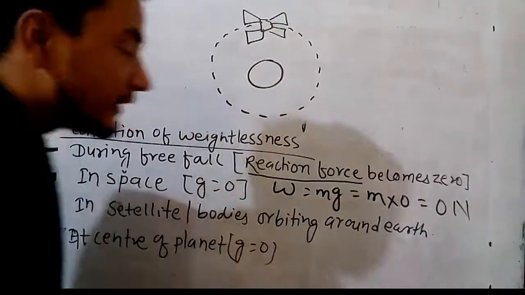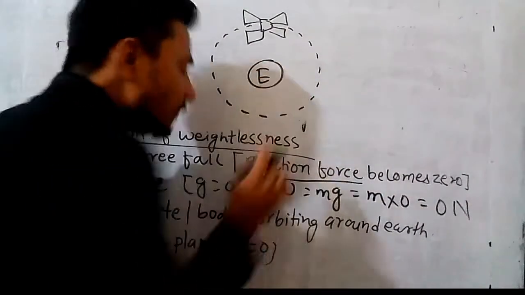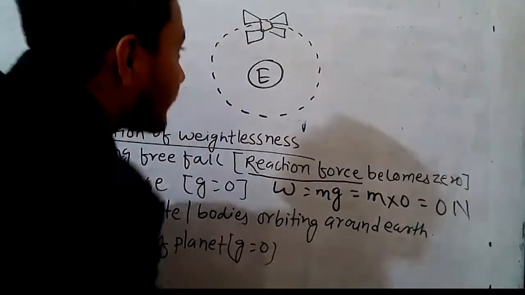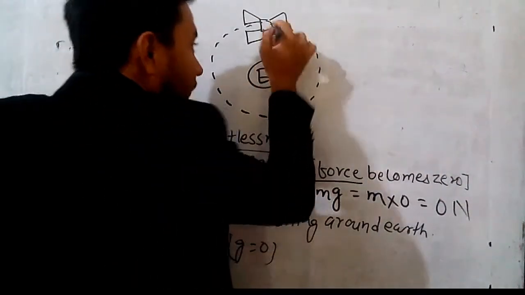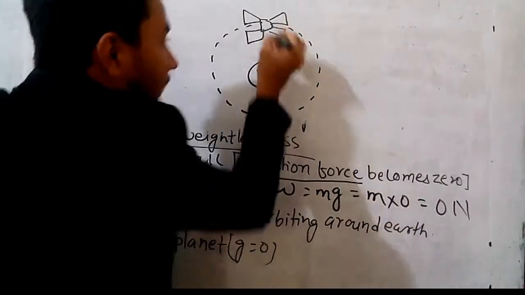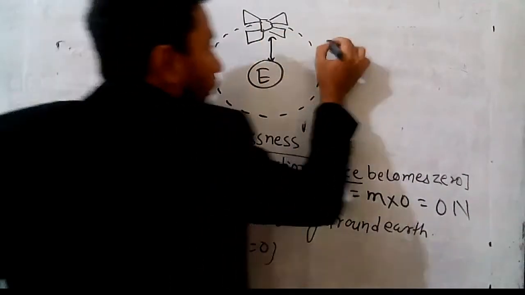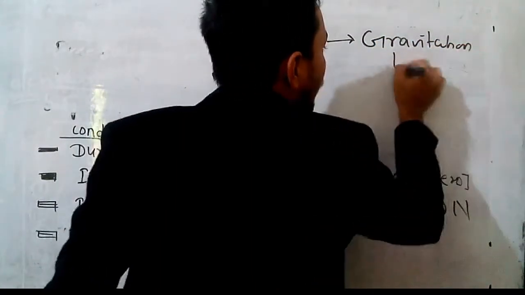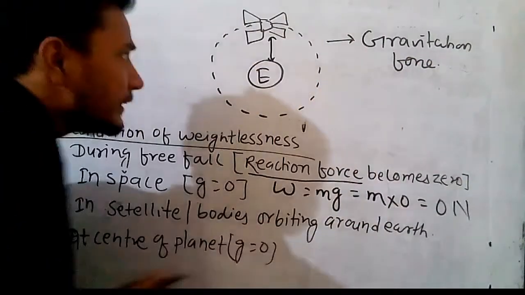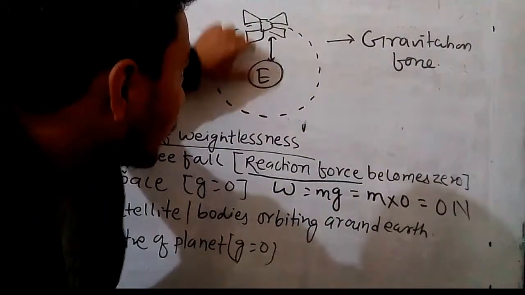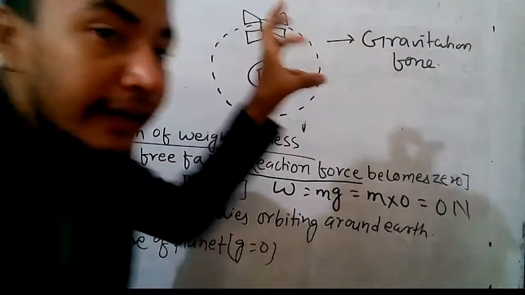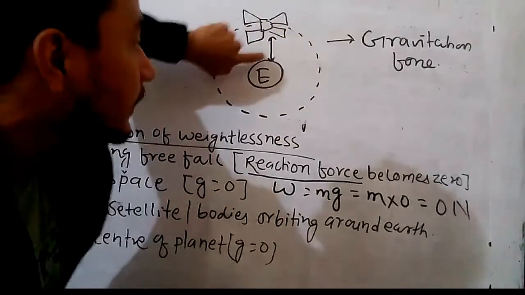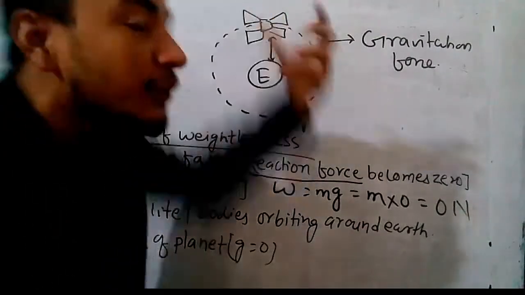So this is the satellite, and this is the earth. In that case, what happens? The earth attracts the satellite, and the satellite attracts the earth. By which force? That is gravitational force. The earth attracts the satellite towards its center, that is called centripetal force, and the satellite wants to go far from the earth's orbit, and that is called centrifugal force.